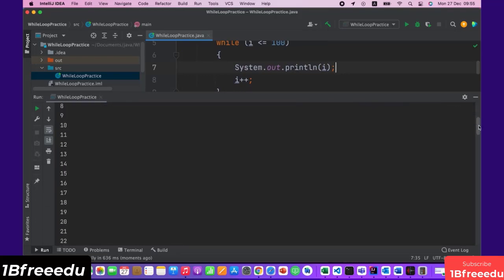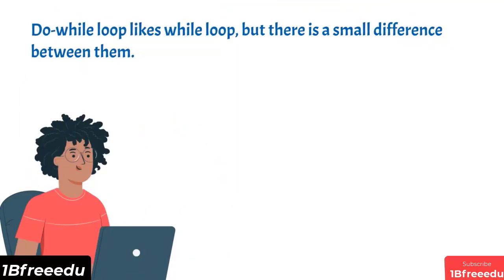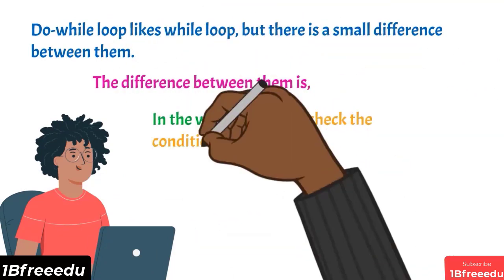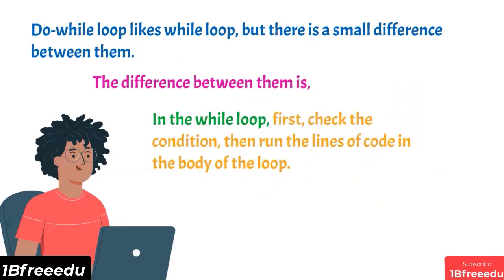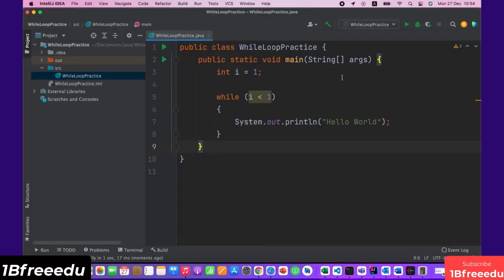In the next video, we will discuss the do while loop. A do while loop is like a while loop, but there is a small difference between them. The difference is that in a while loop, first it checks the condition, then runs the lines of code in the body of the loop. But in a do while loop, first it runs the lines of code in the loop's body, then checks the condition. Let's see what this means.